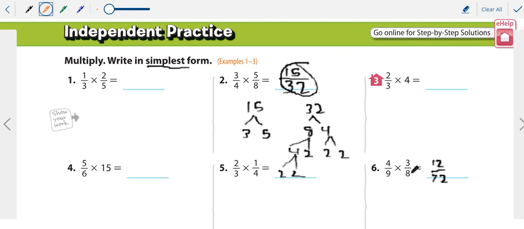Well, I know 4 is a factor of 8. Therefore, I can divide 4 by 4, which gives me 1, and divide 8 by 4, which gives me 2. But I'm not done there, because if I look at 3 and 9, the greatest common factor of 3 and 9 is actually 3. So 3 divided by 3 is 1. 9 divided by 3 is 3. Now, as I multiply across, I get 1 over 6. And I know that my answer has already been simplified.